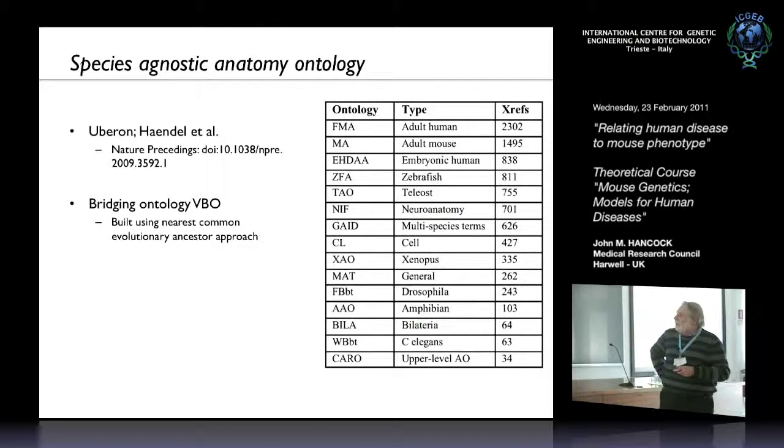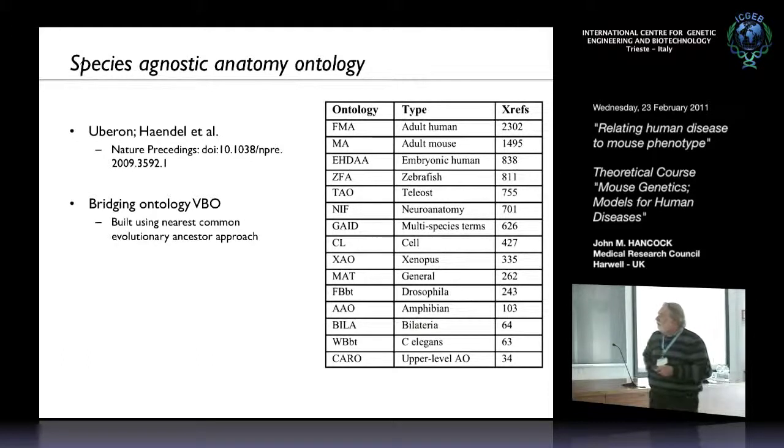One thing you need is a way of linking between species. And this is still in development, it's coming along. There are two approaches that are out there at the moment. One is Uberon, which is a multi-species link between anatomies, which has been generated largely automatically. And the other one is something I'm involved in, which is called the vertebrate bridging ontology, which is going to be manually constructed.